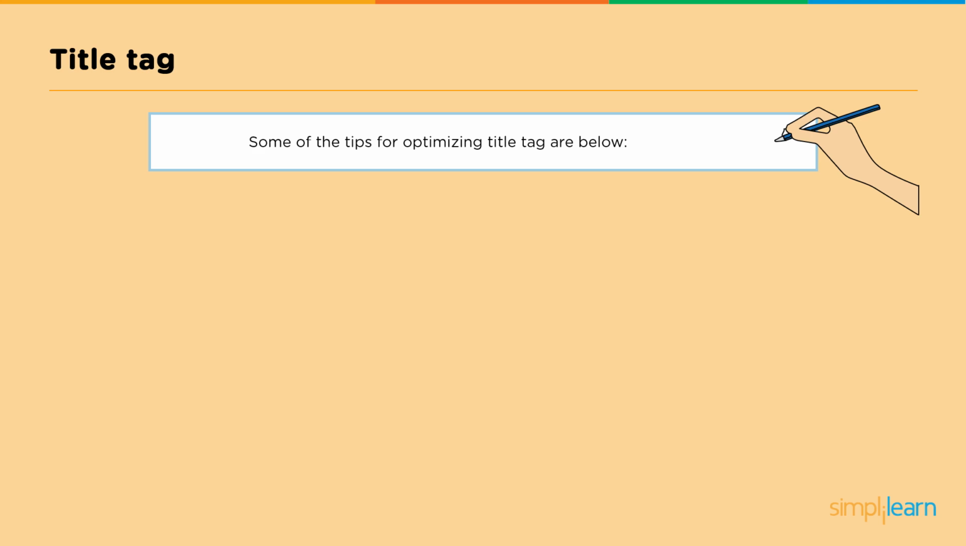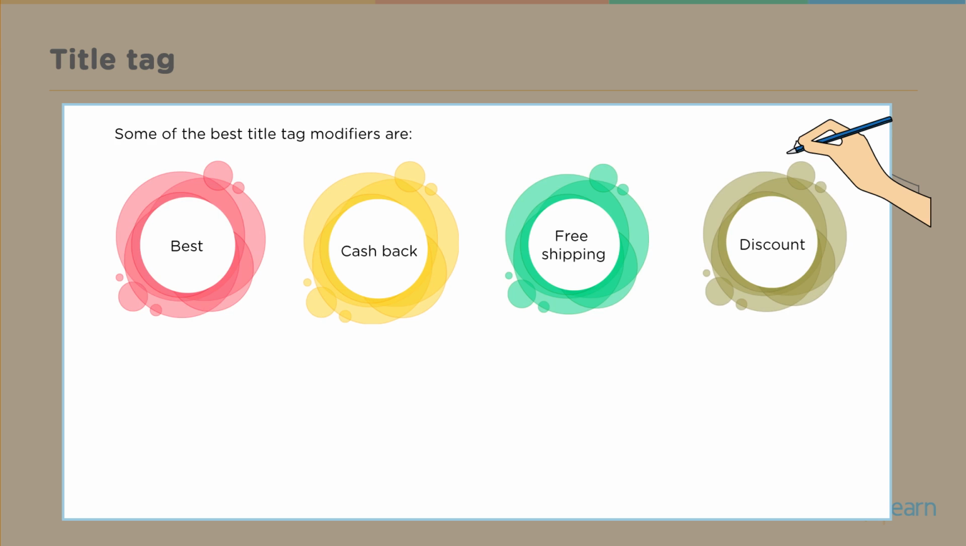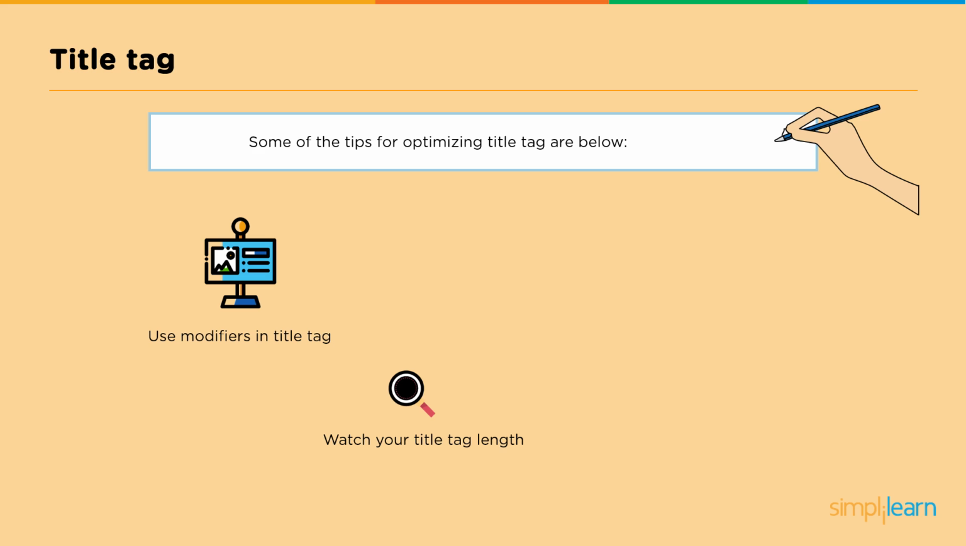So what we want to do is optimize the title tag. And when we optimize it, we want to use modifiers. When I say modifiers, feel free to use words like best, cash back, free shipping, or discount. For example, if you're selling running shoes: 25 best sneakers, up to 70% off, free shipping, or buy shoes on discount. Very action oriented, but it includes these modifiers that are going to help somebody click on that link.